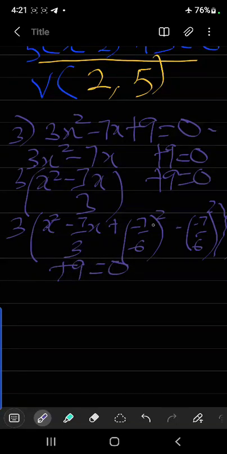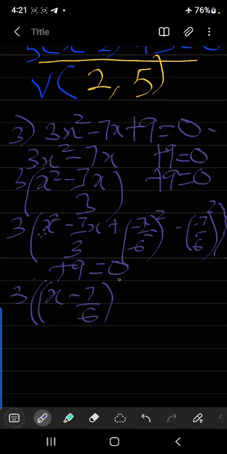Now this is squared and this is squared. Union of squares. So that will be 3 into brackets x. Let me have a big bracket here first. Okay, let me make this another bracket. So x minus 7 over 6 all squared. Then minus, are we good? Minus 7 raised to power 2, that's positive 49 over 36. Then plus 9 equals 0.